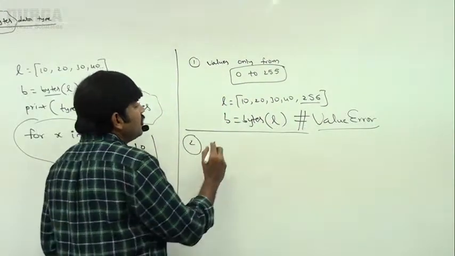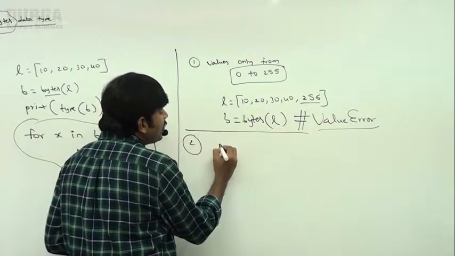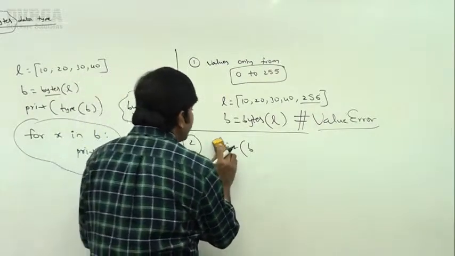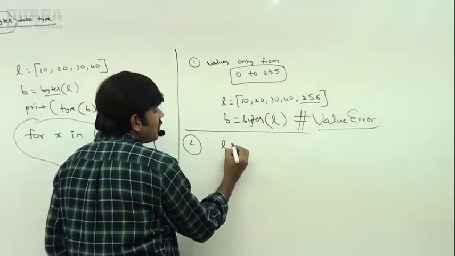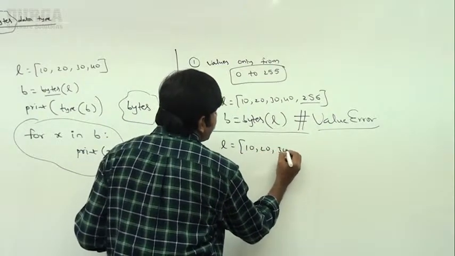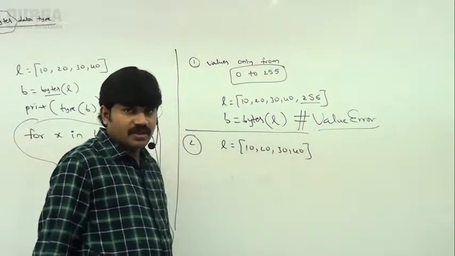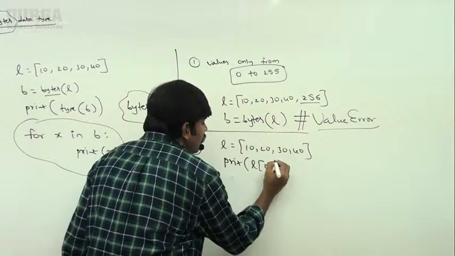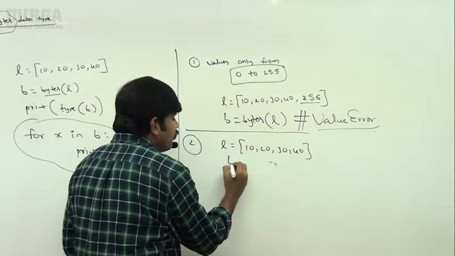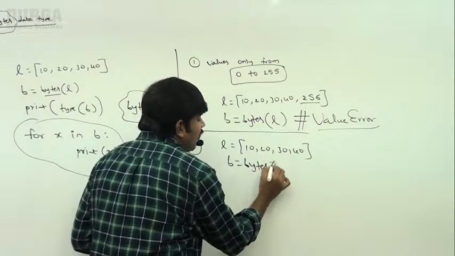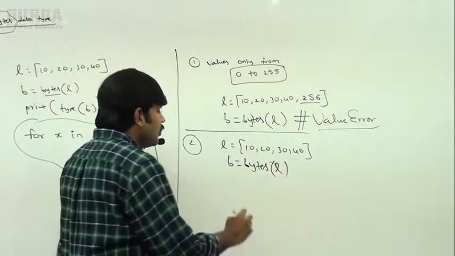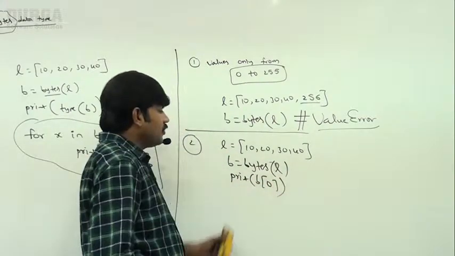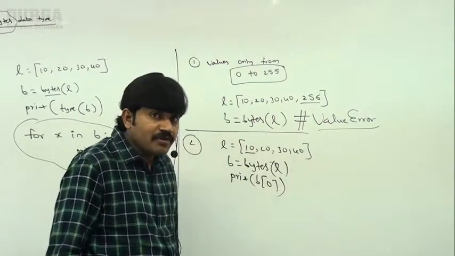Now observe this one, sir. Let me write complete code so that you may get much clarity. Sir, here L is equal to 10, 20, 30, 40. Now print of L of 0. Let me convert it into bytes. b is equal to bytes of L. Now let me print b of 0. 10 we are going to get. What is the value? 10 we are getting.